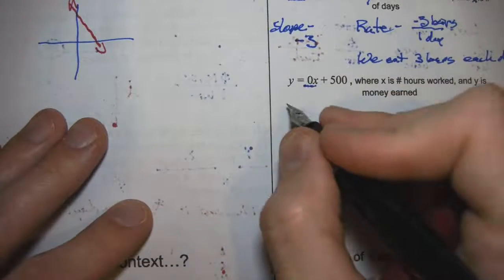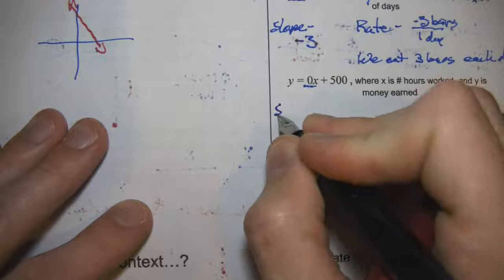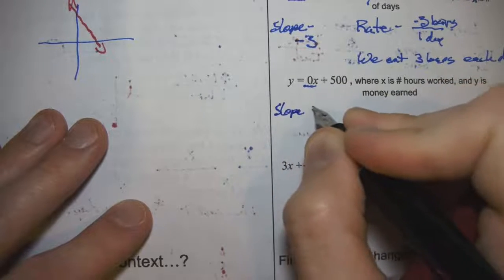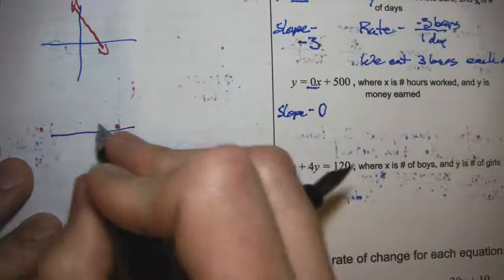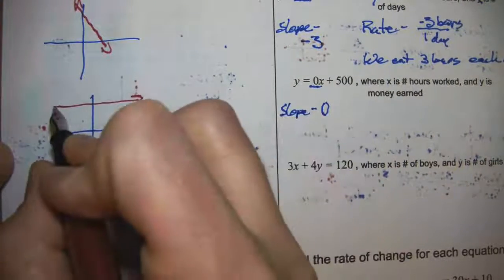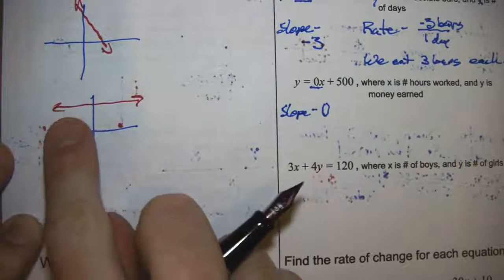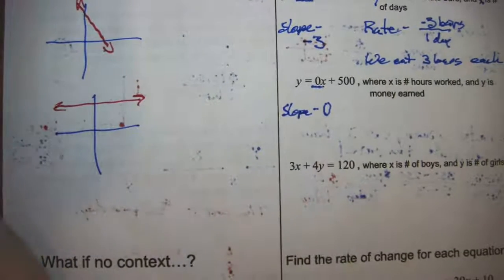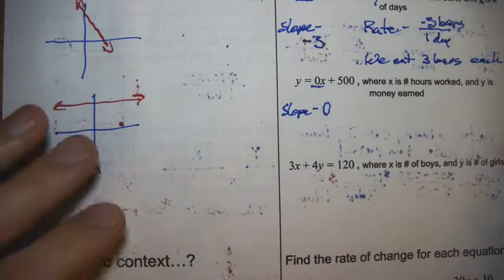So take a look. In this case, my slope is a 0. If I were to graph that, it would look something like this. Remember, we said that if we have 0 slope, it's just a flat line, horizontal. All right? So if I were to write this rate, let's see what we've got.